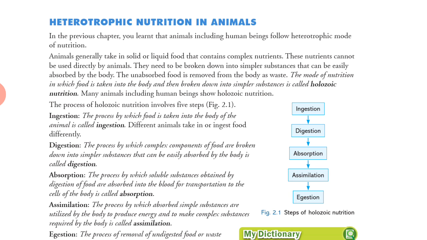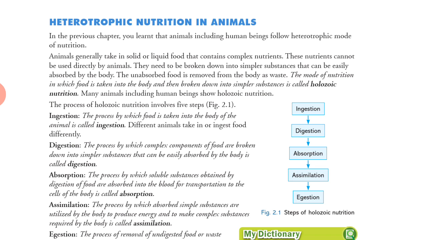Okay, third step is absorption. The process by which soluble substances obtained by digestion of food are absorbed into the blood for transportation to the cells of the body is called absorption. How the nutrients are absorbed by the body.